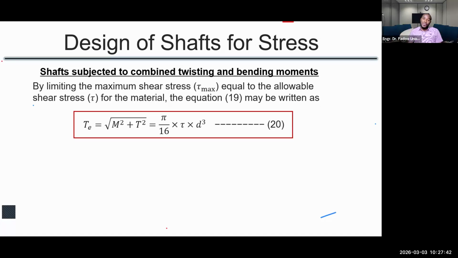So if we limit it, then we can express this equation like so. And this is now what we use when we are dealing with a case where you have combined bending moments and shear stresses. Where we'll have to find the maximum bending moment in the shaft. We'll have to know the torque to be transmitted by the shaft, and then we equate that to what we are very familiar with from the first case. Okay, now this is the maximum shear stress theory.